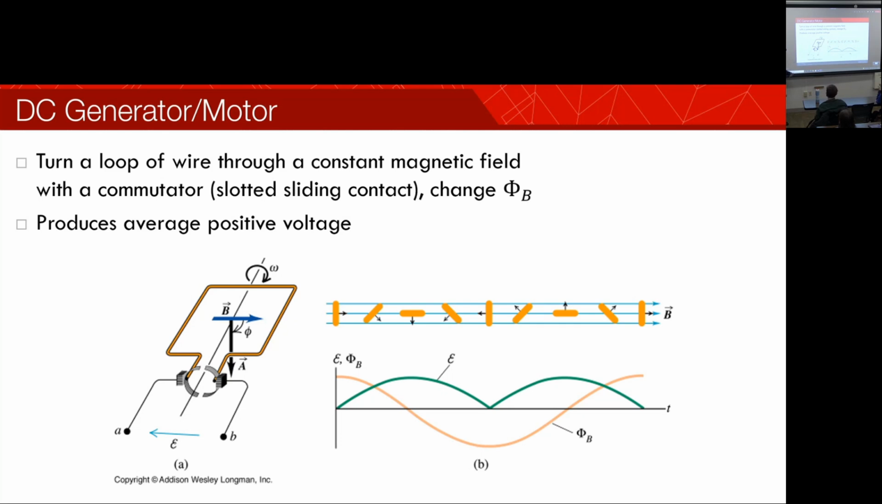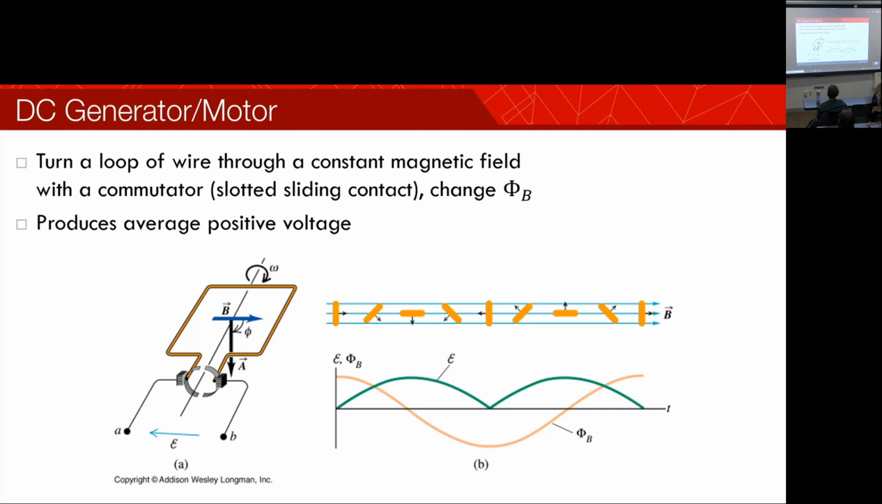Then we can see that in this way the magnetic field is at a maximum, that cosine term, and in this case our magnetic field is at a minimum. So this is the magnetic flux. With that changing magnetic flux, we can create either a generator or a motor.